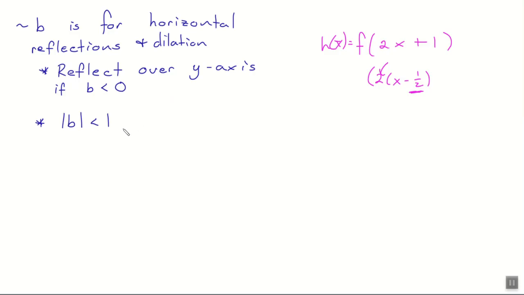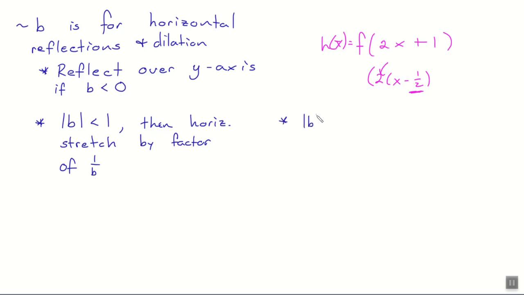If b absolute value is less than 1, then horizontal stretch. Now it's by a factor of b. By a factor of b. And I'm going to change this a little bit. I'm going to say 1 over b. So that if b, for example, is 0.5 or 1/2, that's been stretched by a factor of 1 over 1/2, which is 2. Twice as wide now.